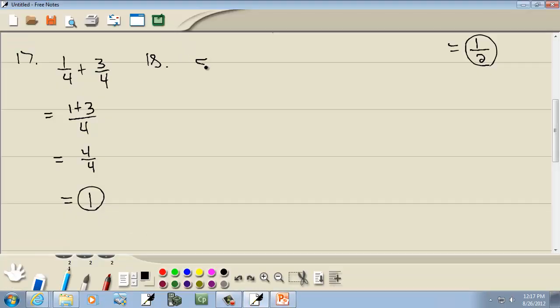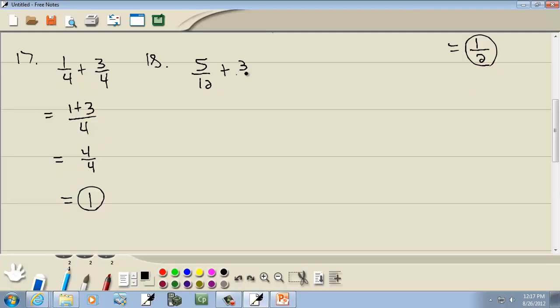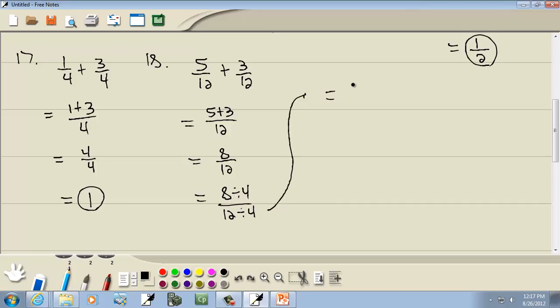Let's see, 5/12 plus 3/12. Again, the denominators are the same, so we'll add the top. So we got 5 plus 3, and we'll put over 12. 5 plus 3 is 8. So we got 8 over 12, and top and bottom both divisible by 4. 8 divided by 4, and 12 divided by 4. 8 divided by 4 is 2, 12 divided by 4 is 3, so our answer is 2/3.